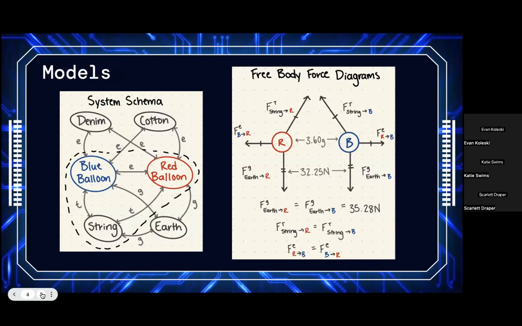We also used a yardstick, a camera to film, and Tracker to input the data. All right, so these are our models for our system. And so here's our system schema representing all the balloons. And so the things that we're focusing on are the balloons together with the string. And then for our free body force diagrams, we're looking at each of the balloons. They are repelling each other since they are like charged. And then they're also experiencing force of tension from the string.